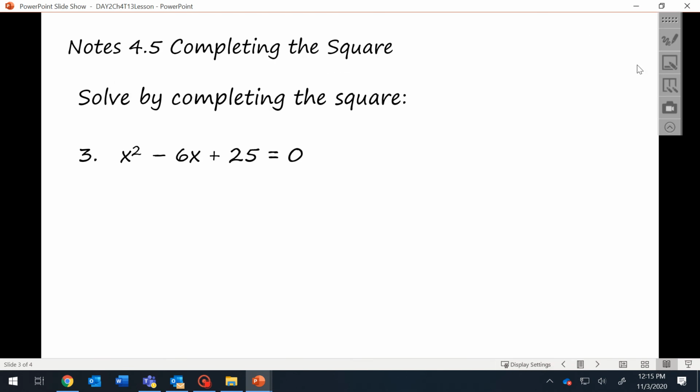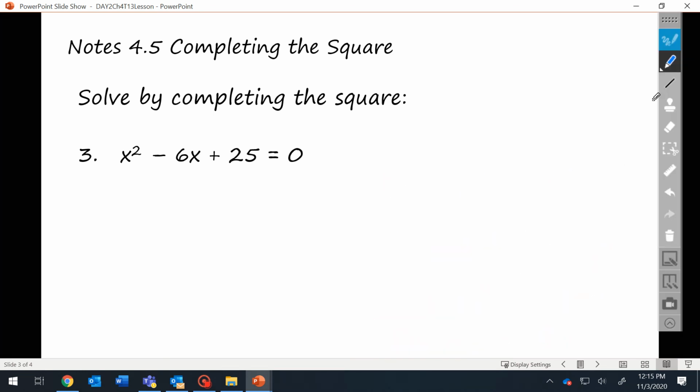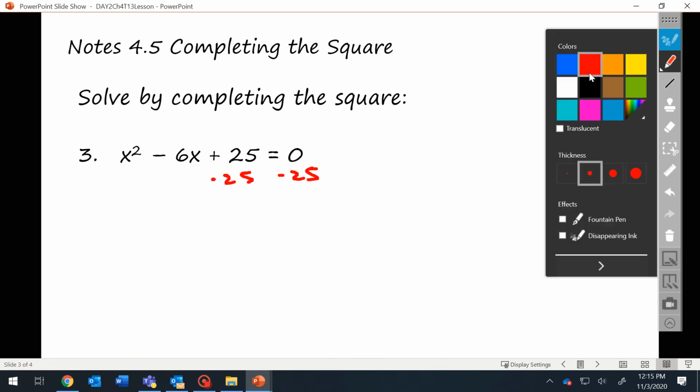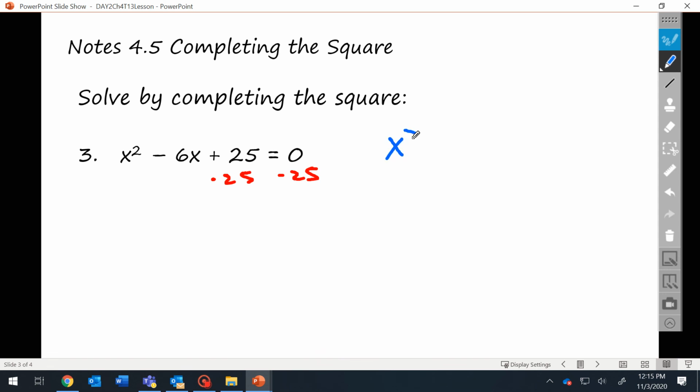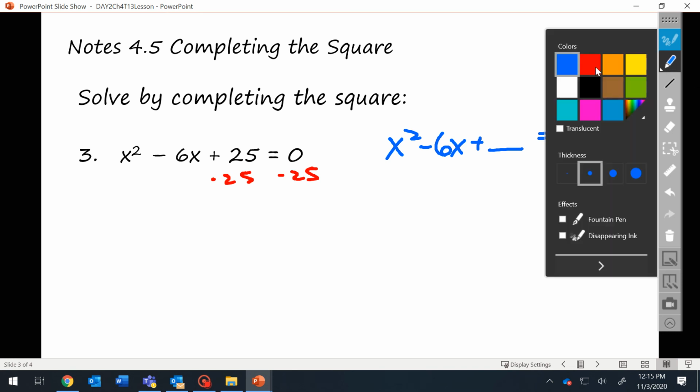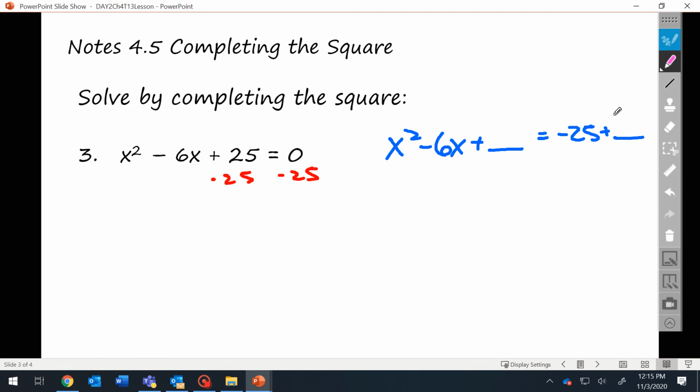So let's take a look at number 3. There is no a value here to divide by, so we don't need to do that. We'll first start by moving the 25 to the other side. On the left side we have x squared minus 6x. Let's leave some space to complete the square. On the right side we have negative 25. We'll also leave some space because the same number is going to get added.